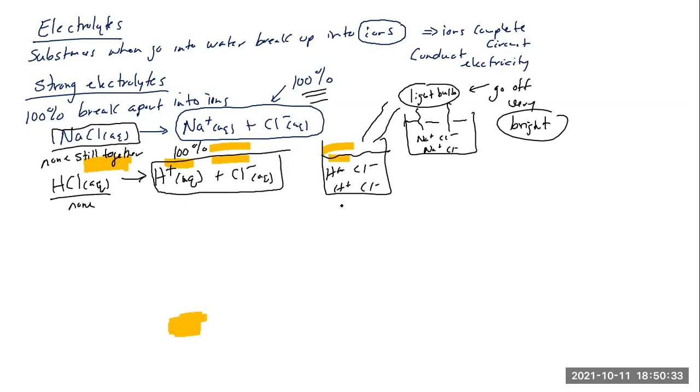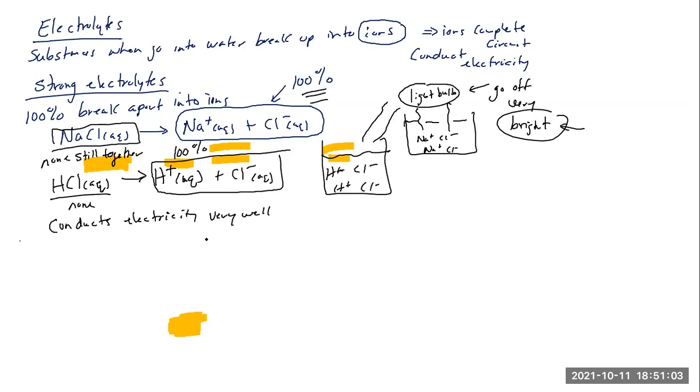So strong electrolytes 100% break apart into ions. Because they break apart 100% into ions, you have a lot of ions there. Helps complete everything in terms of circuits, electrons really, really well. The result of that is it conducts electricity very, very well. So a strong electrolyte conducts electricity very well. Hence, bright light bulb, basically.